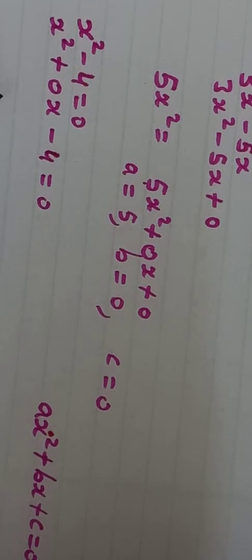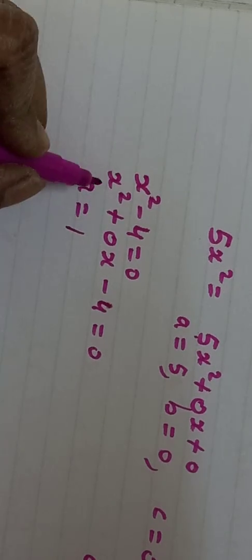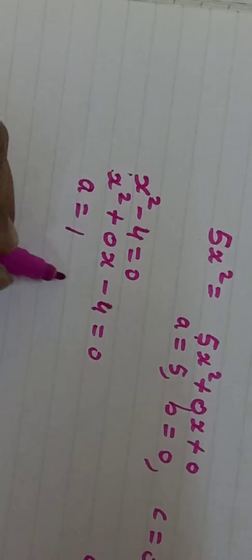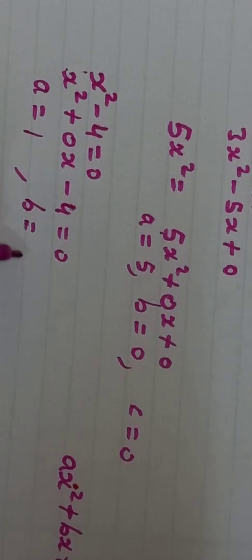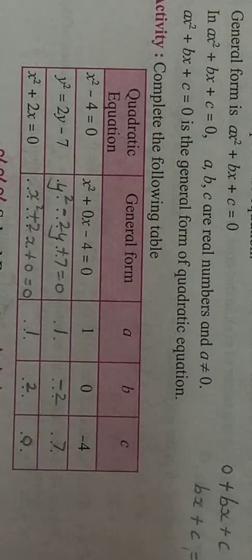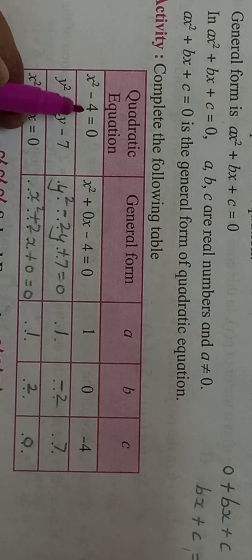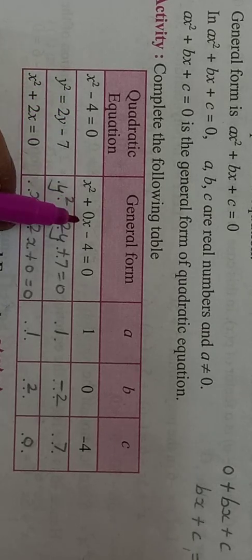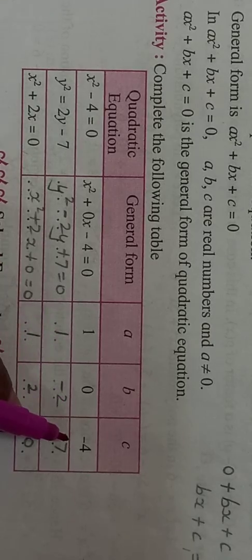And this equation you compare with this equation, ax square plus bx plus c. So a will be 1. Here there is 1 as the coefficient. B will be here 0. So we will write 0. And c is minus 4. So like that you should be able to write it down. So the first example you can see here, x square minus 4 is equal to 0, x square plus 0x minus 4 is equal to 0. A is 1, B is 0 and C is minus 4.